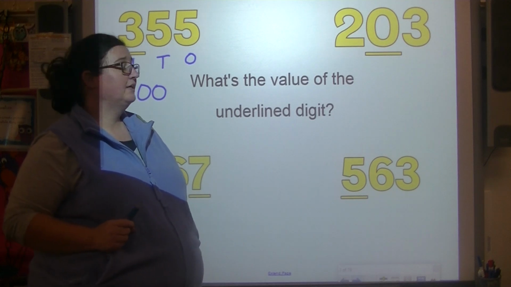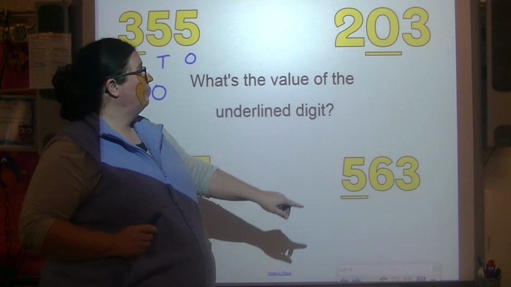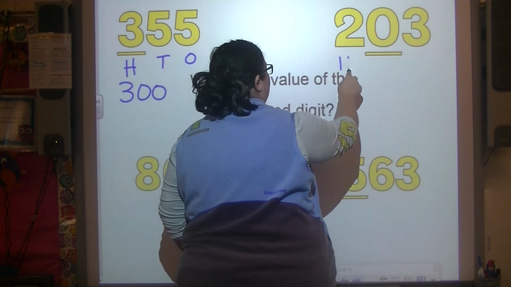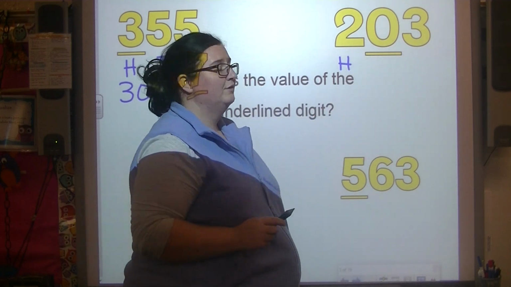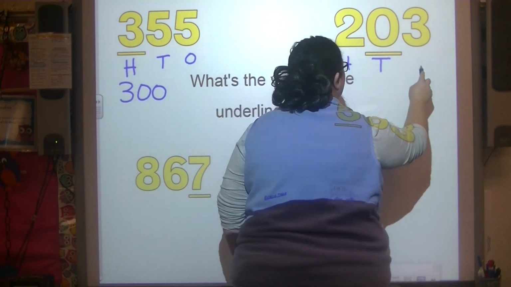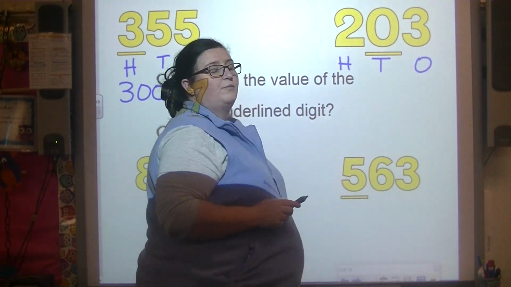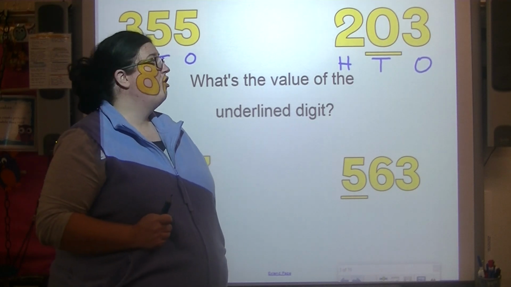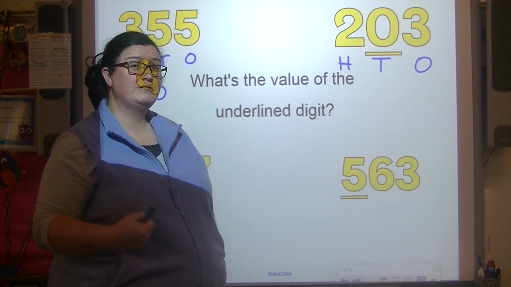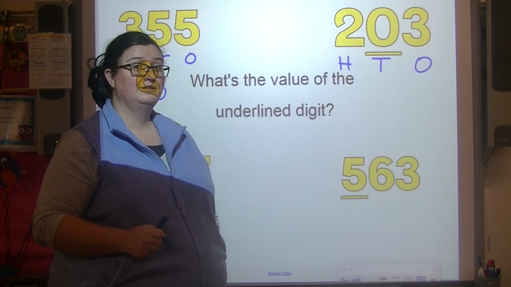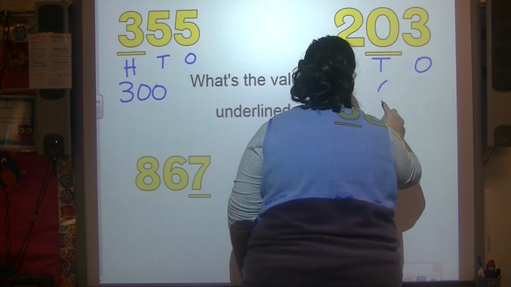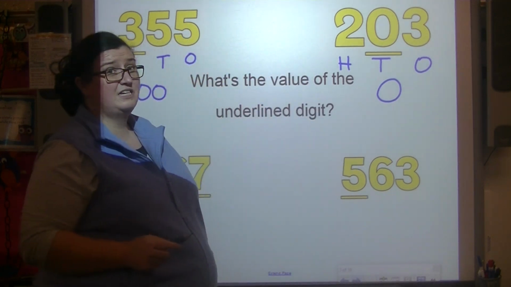All right, look at this number, 203. What place value? Hundreds. What place value? Tens. What place value? Ones. So that 0 is in the tens place. What is that tens place worth? If you have 0 tens, how much do you have? It's still worth 0, that's right. If you have 0 tens, you have nothing. It's still 0.